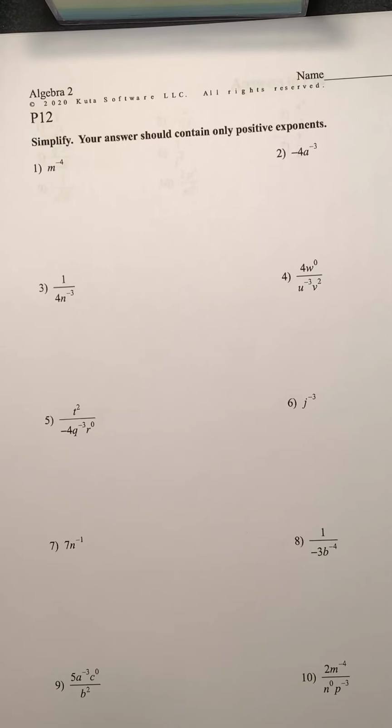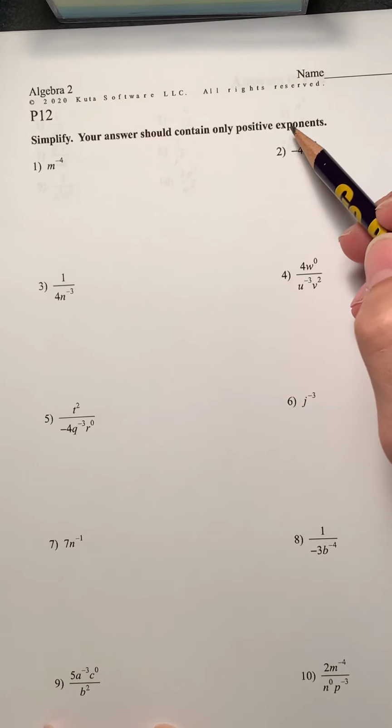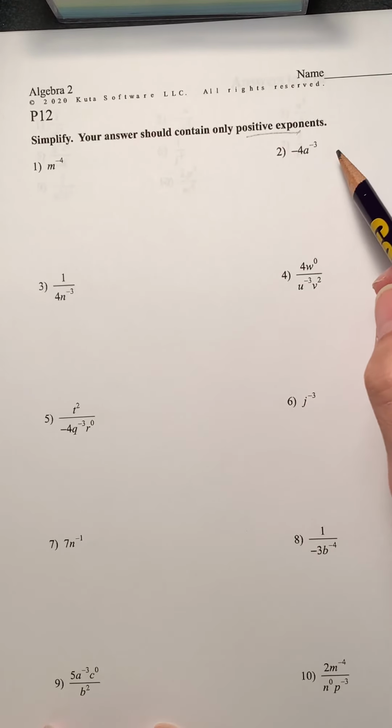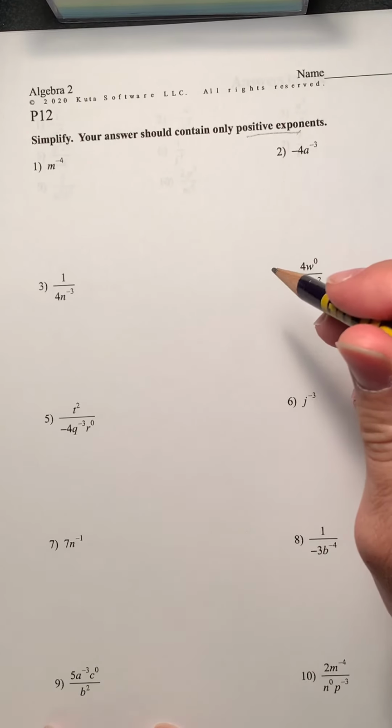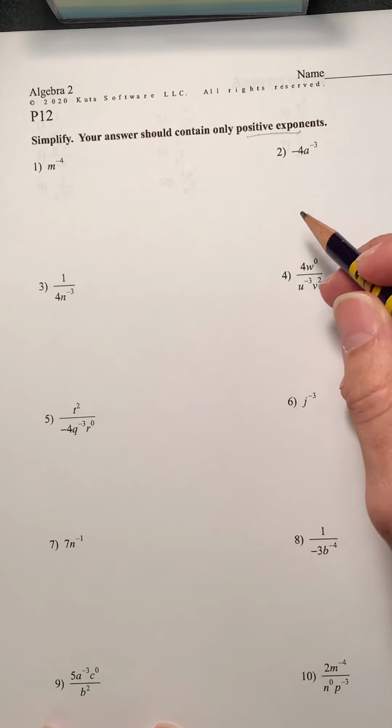All right, so we are reviewing worksheet P12, our lesson on worksheet P12, and we are looking at trying to create positive exponents. Only positive numbers, which means they can't be negative, of course, but it also means it can't be zero. You cannot have a zero exponent in your answer.